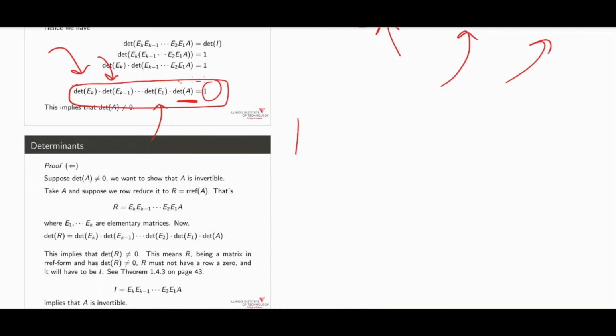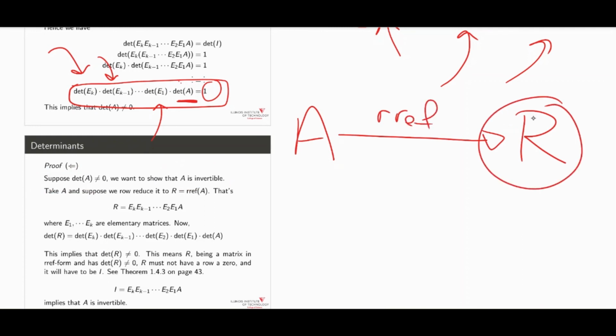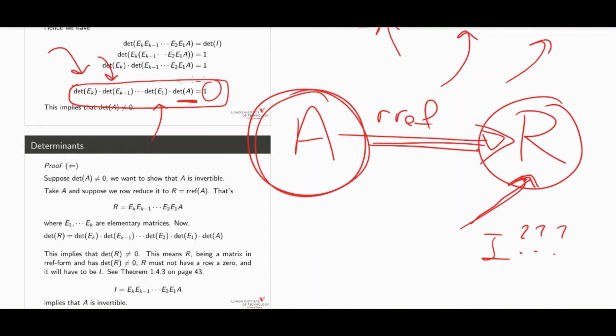Now we take A and row reduce it to an RREF matrix. We don't know whether this is an identity matrix or not. If this is the identity matrix, then A is invertible, right? If A can row reduce to an identity matrix, then that implies A is invertible. But we don't know that. We want to show it's invertible.